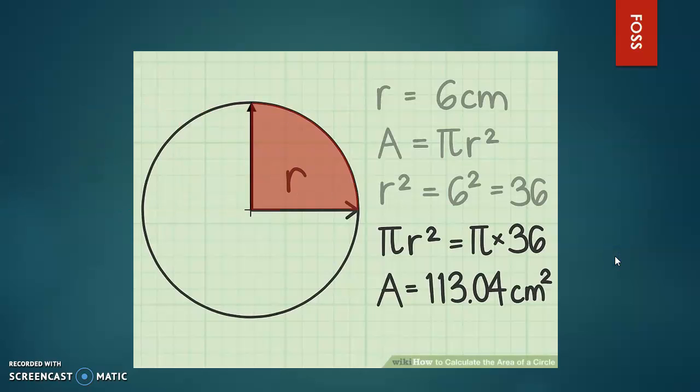Now, let's say we make this more difficult. What if we didn't want the entire circle? What if we only wanted a portion of the circle? This is called a sector, or kind of a piece of pie of the circle.